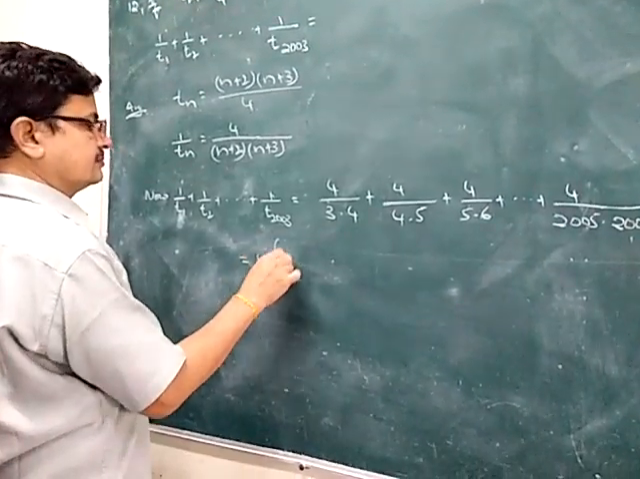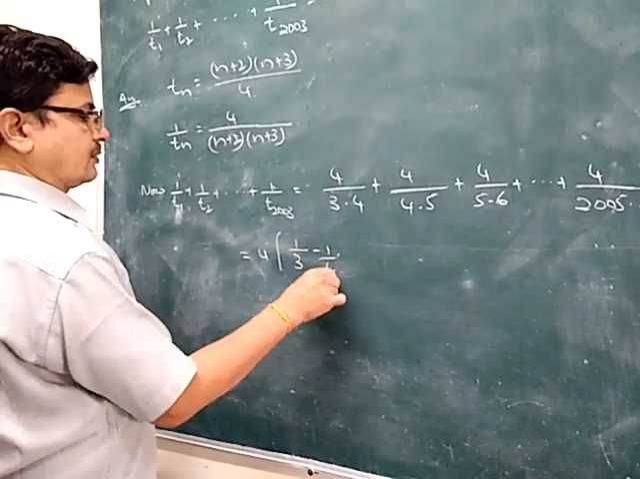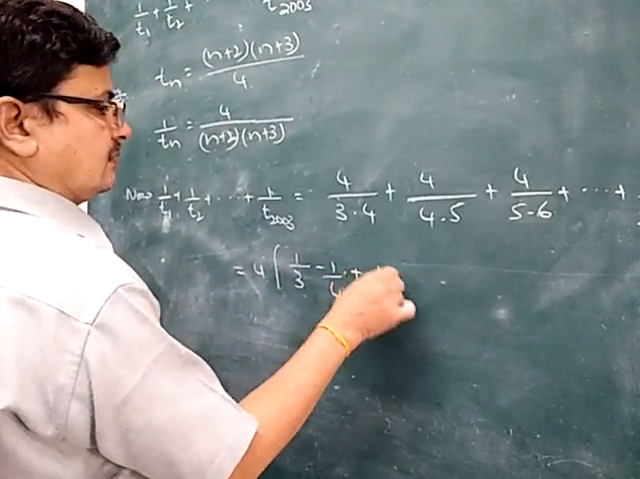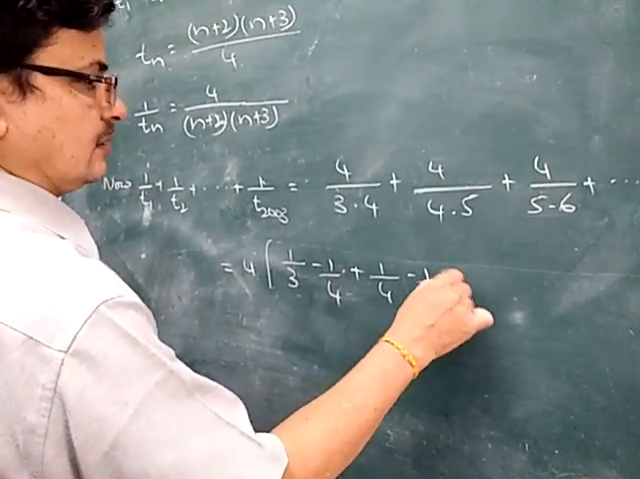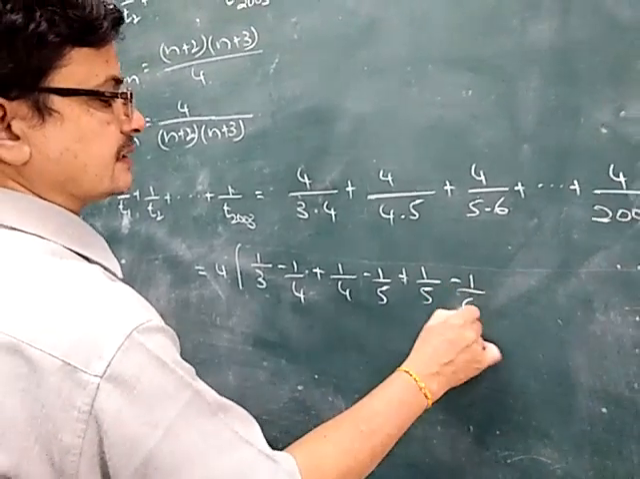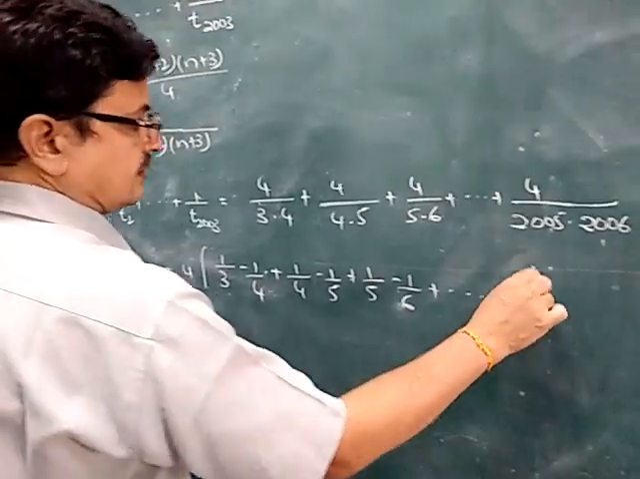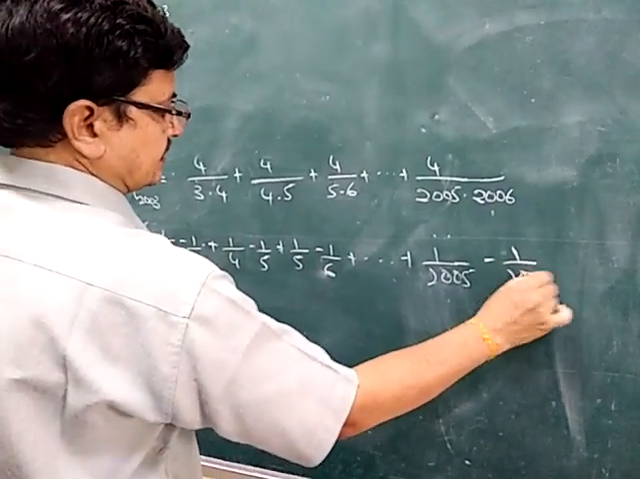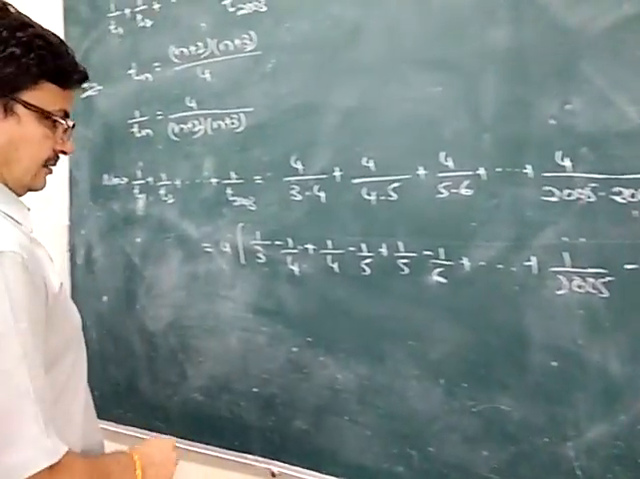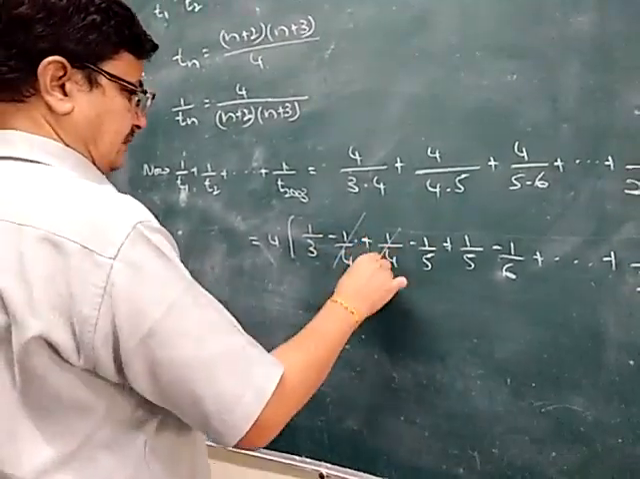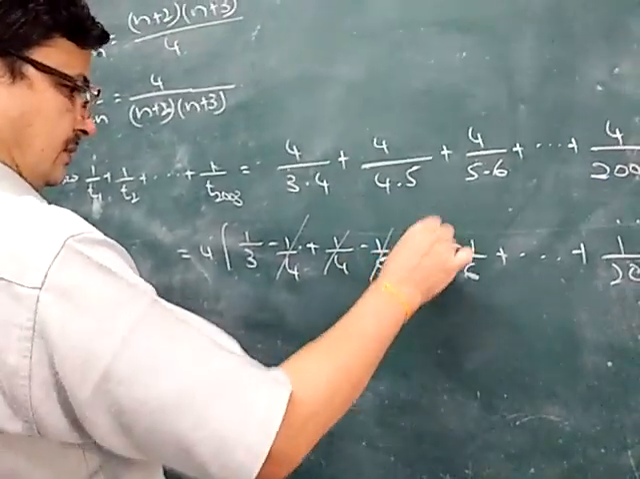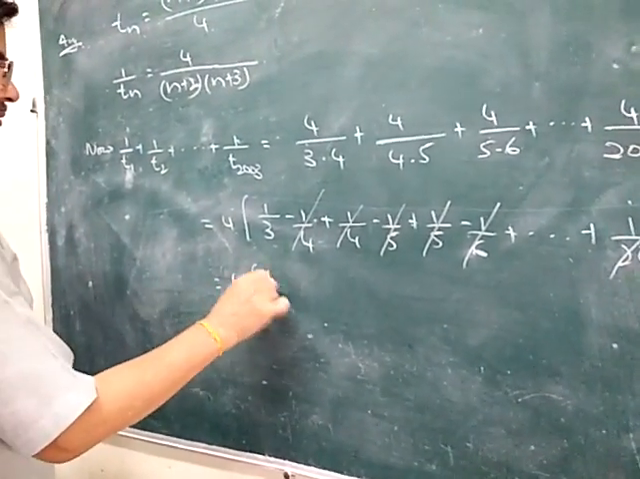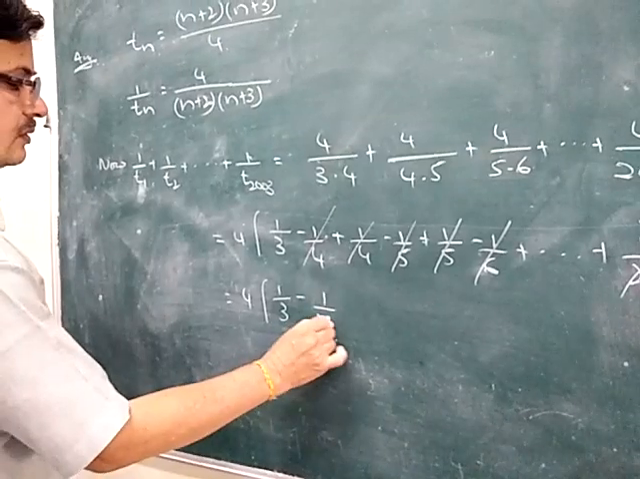4 is common. 1 by 3 minus 1 by 4. Now it is 4 minus 3 is 1, plus 1 by 4 minus 1 by 5 plus 1 by 5 minus 1 by 6 plus so on plus 1 by 2005 minus 1 by 2006. Here minus 1 by 3 plus 1 by 4 plus 1 by 4. All these are cancelled. Now it is 4 into 1 by 3 minus 1 by 2006.